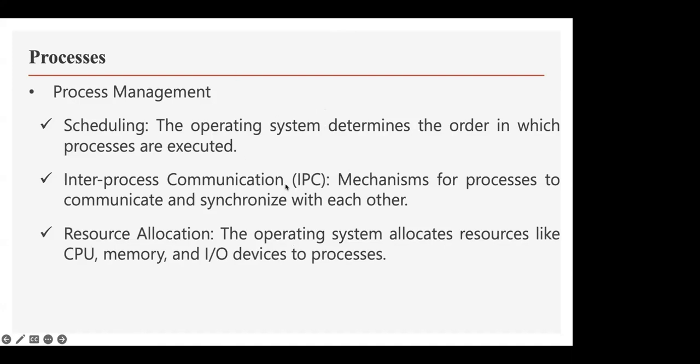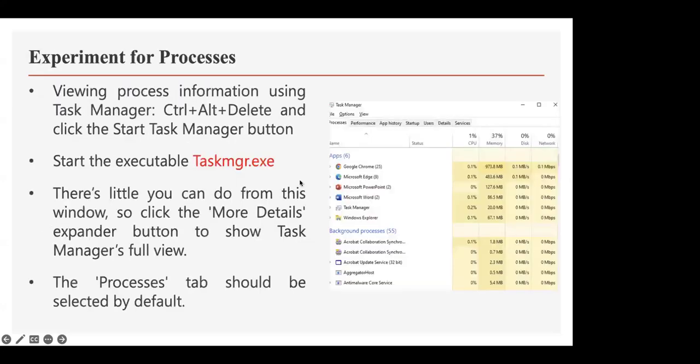Okay, so we also have, in terms of process management, resource allocation. The operating system normally allocates resources like CPU, memory, and input-output devices to processes. So these are some of the process management tasks, which are very important.